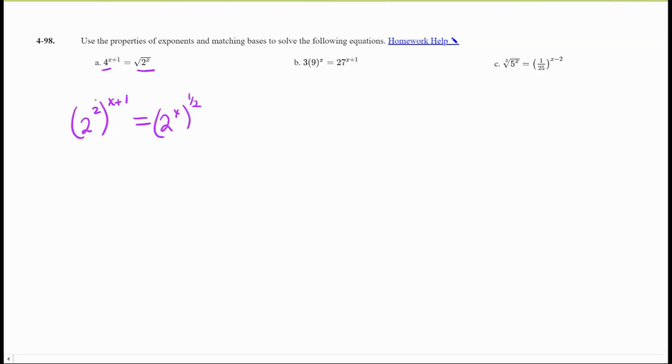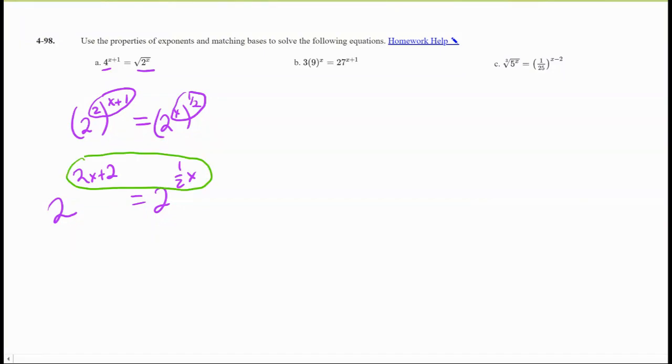Now I'm going to go ahead and use my rule. When I have a power raised to a power, I can multiply these, so I get 2x plus 2 on the top, 1/2 x on the top here, and now I can really just set these pieces equal to each other because I have the same base, and there I can solve for x.